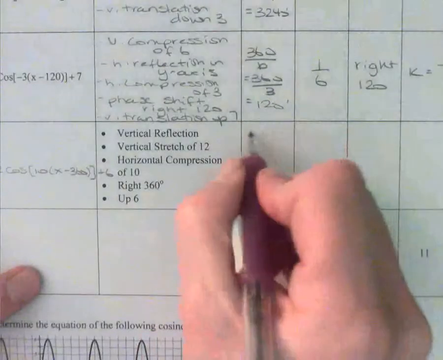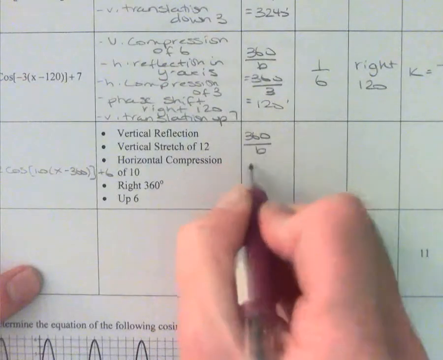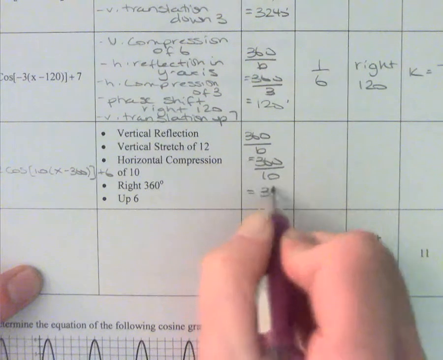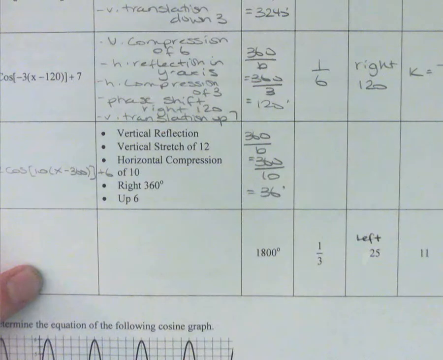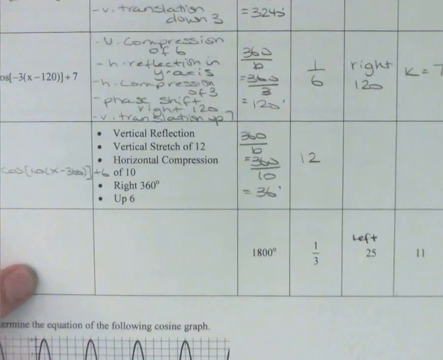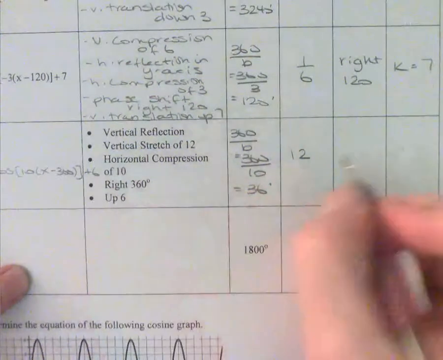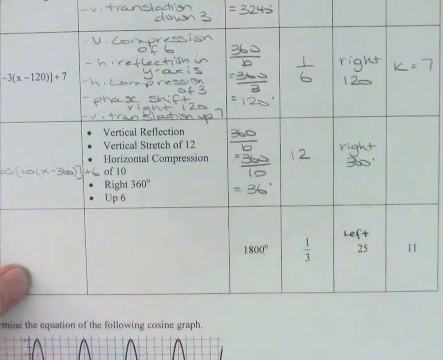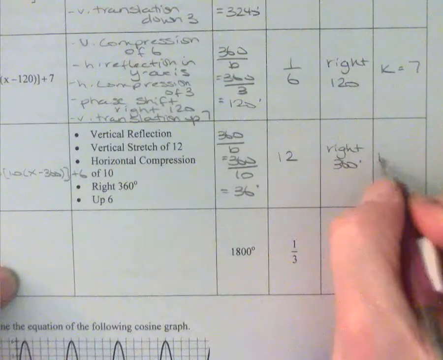My period will be 360 divided by b, or 360 divided by 10, which is 36 degrees. My amplitude is 12, needs to be a positive value. I've moved right 360, and my midline will be k is equal to 6.